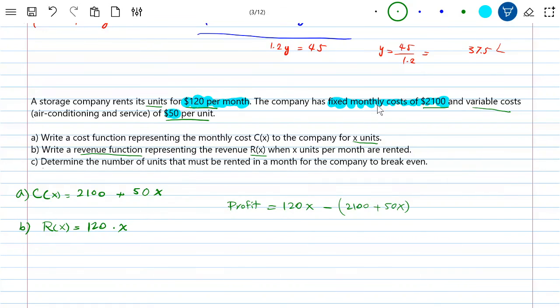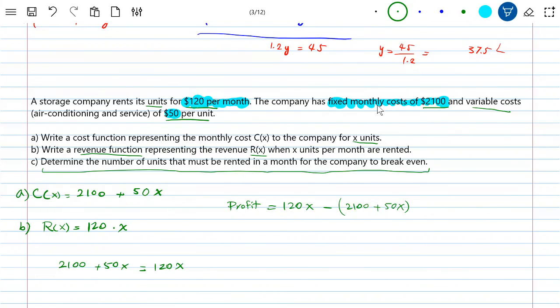And what they want is to determine the number of units that must be rented in a month for the company to break even. So what does it mean? If you want to break even, you want the cost and revenue to be equal to each other. The amount that you're spending equals the amount that you have as income. That's the cutoff. So you want C(x) and R(x) to be equal, so you would have 2100 plus 50x equals 120x.